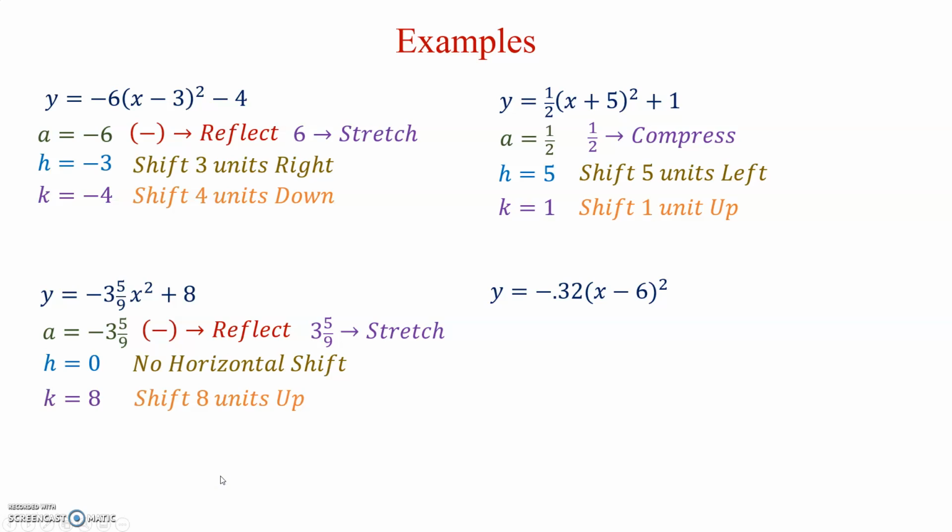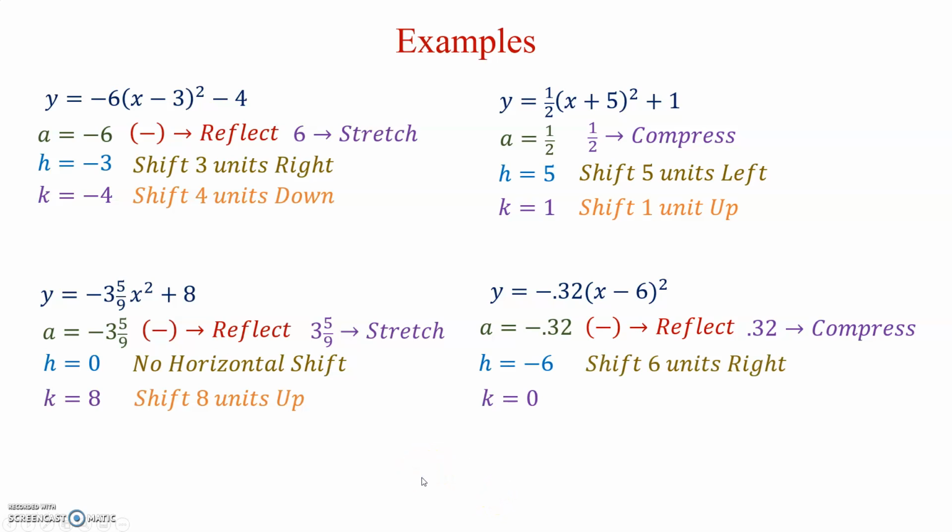One last example. The A is negative 0.32, the H is negative 6, and the K, there is no K. There is no number being added or subtracted on the outside. So the negative lets us know we're reflecting. The 0.32 is between 0 and 1, compression. H tells us we're going to go to the right 6 units, and there is no vertical shift.